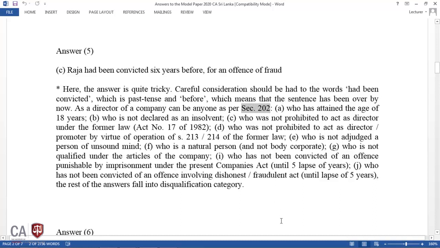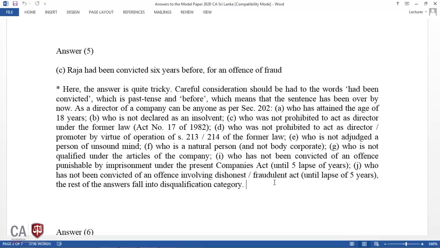A director of a company can be anyone as per section 202. Those who have attained the age of 18 years are eligible to be a director. Who is not declared as insolvent, or a bankrupt, is also eligible to be a director. Thirdly, who was not prohibited to act as director under the former law, that is the Act number 17 of 1982, is also eligible to be a director.